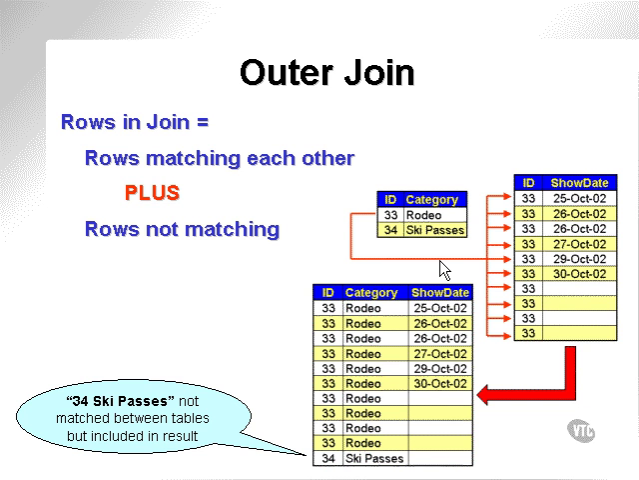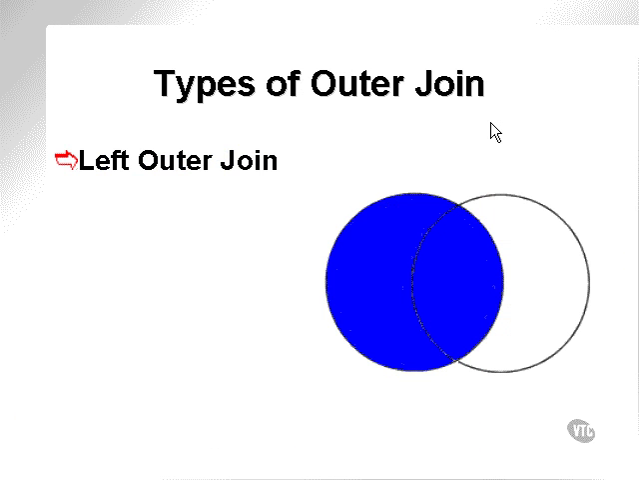An outer join selects data from the category and the show which match, plus any records from the category table which do not match. In other words, categories that do not exist in the show table. As you can see, we have 34 ski passes, which is not evident in the show table on the right. Let's get to the details.